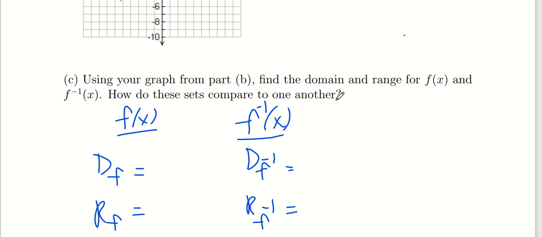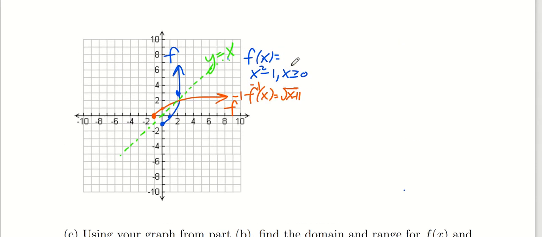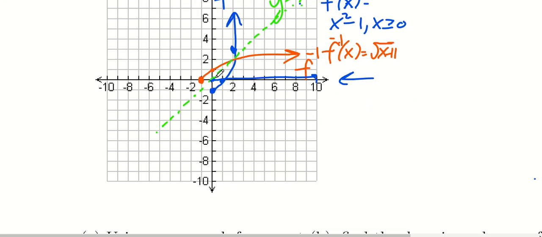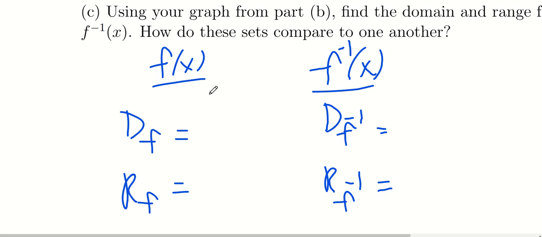Luckily, because we've already graphed this, we can do this directly off of the graph. If we look at the function f of x, the domain, remember, that's when you're talking about the set of x values. The curve in blue goes as far to the left as 0, and then it goes all the way to the right towards infinity. So the domain of this is going to be from 0 to infinity.